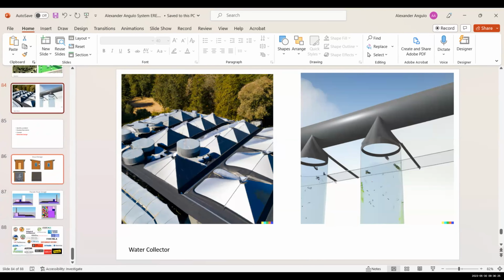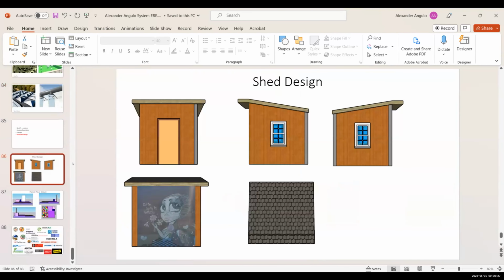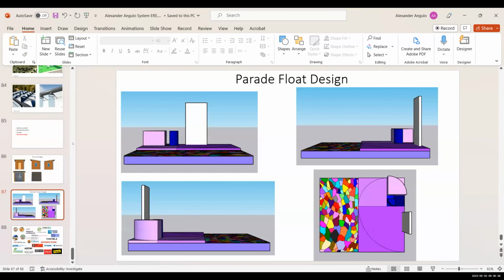And then I also have a shed design that I did for the other class with a couple windows and some street art on it as well. And then my parade float design as well that I did in SketchUp. And that comes to the conclusion of my PowerPoint.